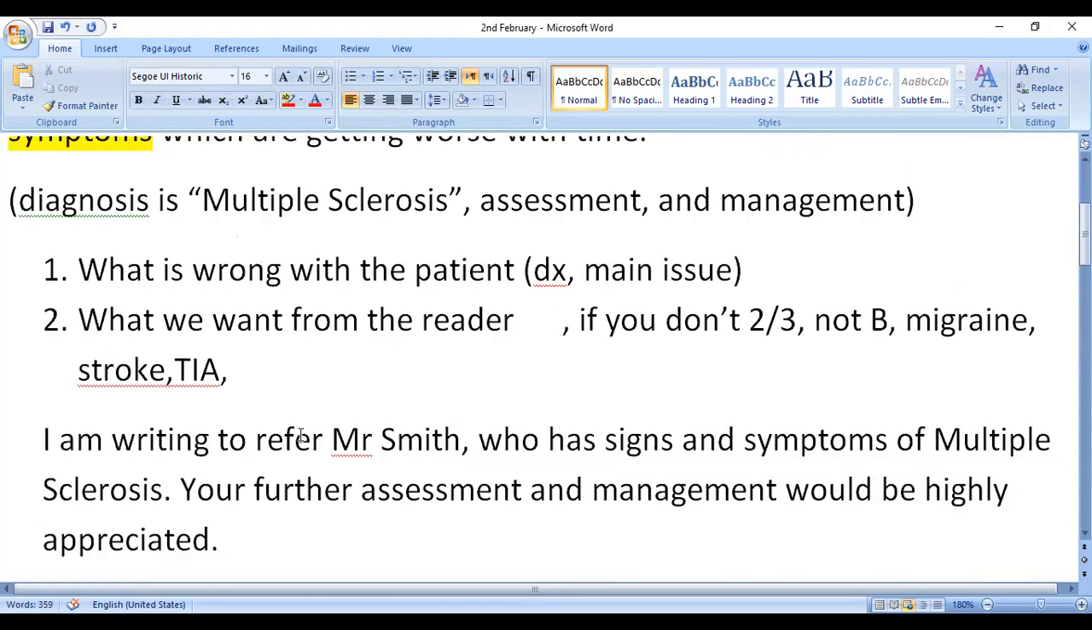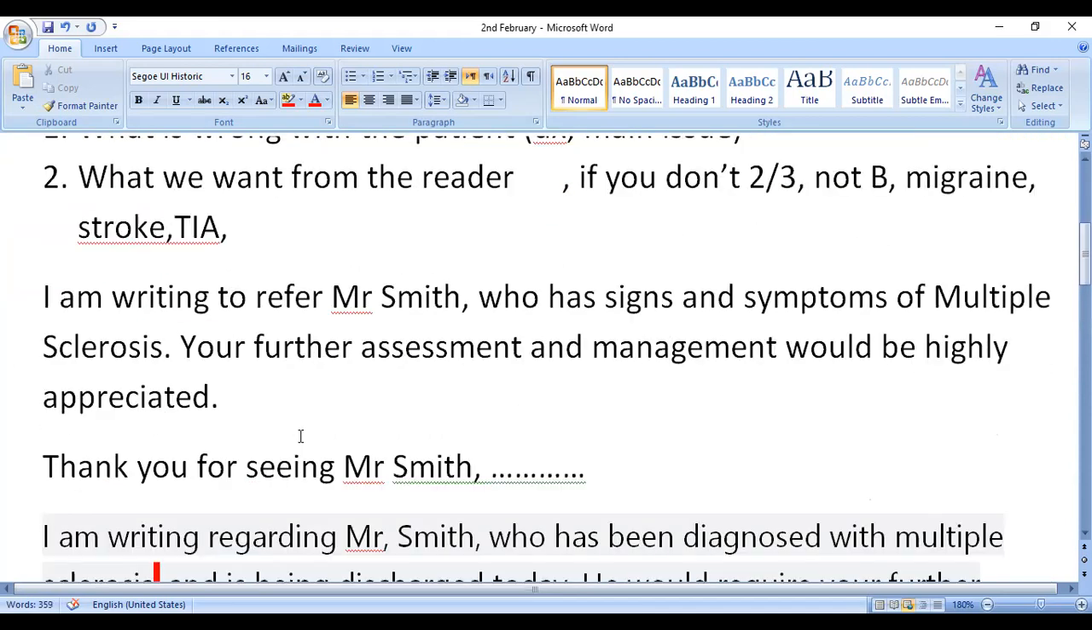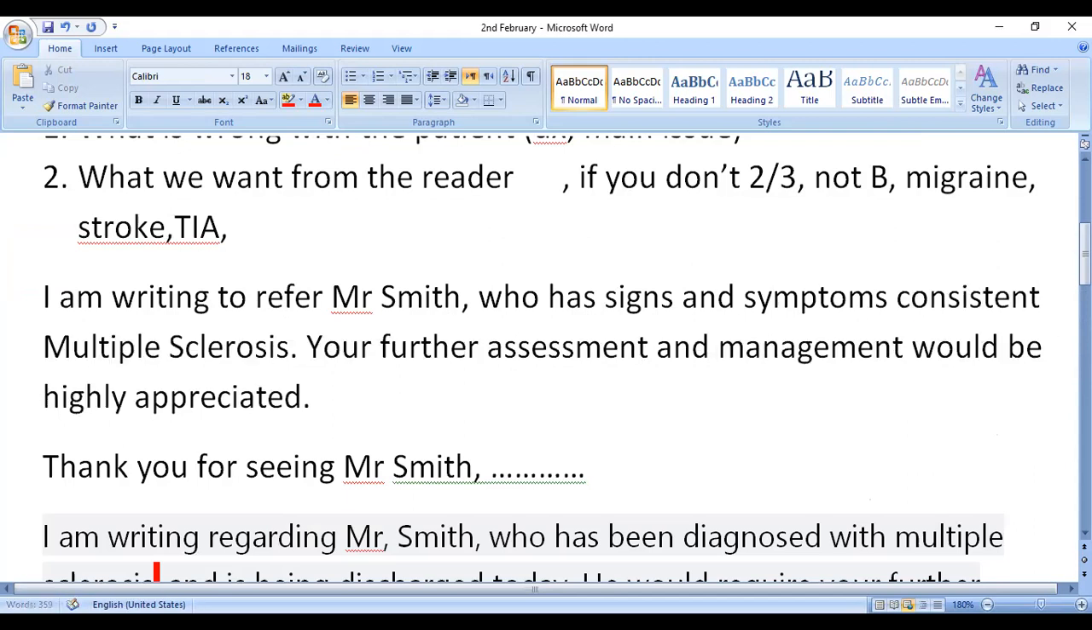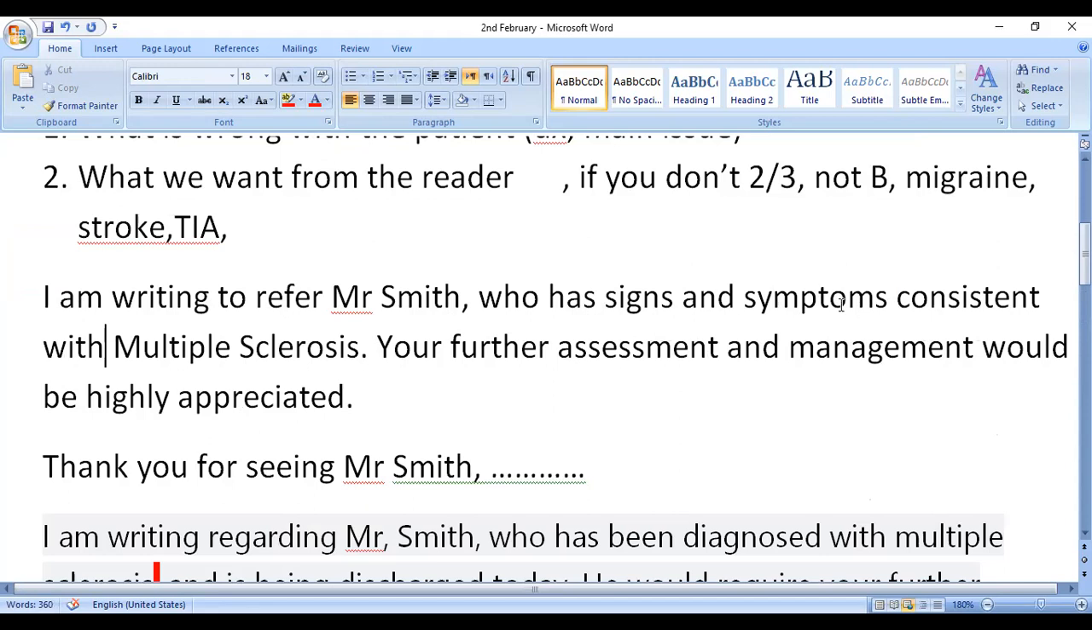So there are different possibilities. I'm writing to refer Mr. Smith, who has signs and symptoms consistent with multiple sclerosis, or suggestive of, consistent with multiple sclerosis. Your further assessment and management would be highly appreciated.